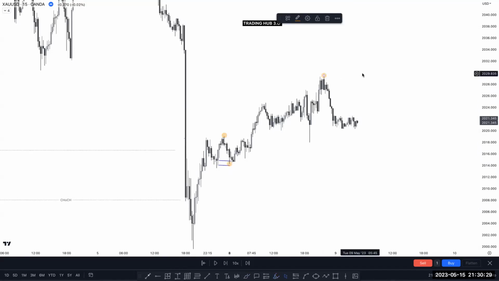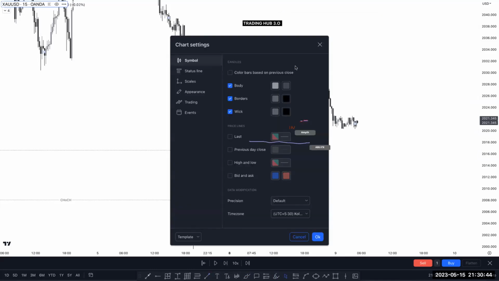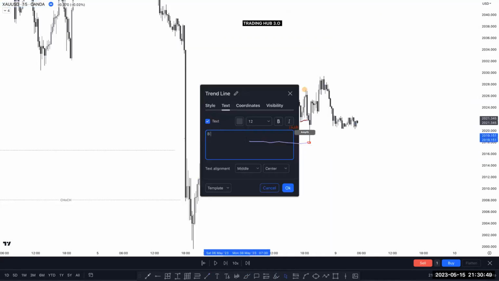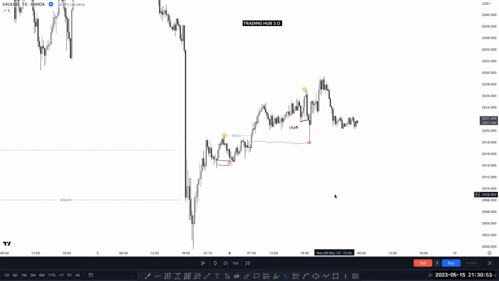Again, where is our high? At this point. This one, sorry. Exactly. And this one is our break of structure. And after the break of structure, in this case you have to wait for taking out the inducement and then buy.